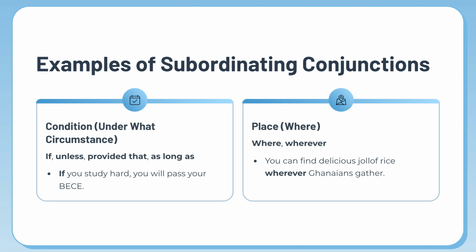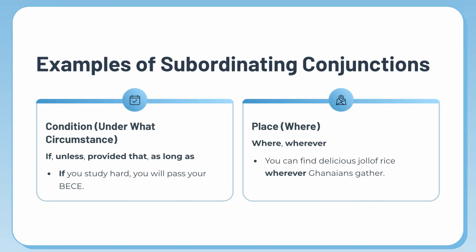Condition. Under what circumstance something happens. Examples include if, unless, provided that, and as long as. If you study hard, you will pass your BECE. The first part of the sentence depends on the second. That's what makes it a condition.